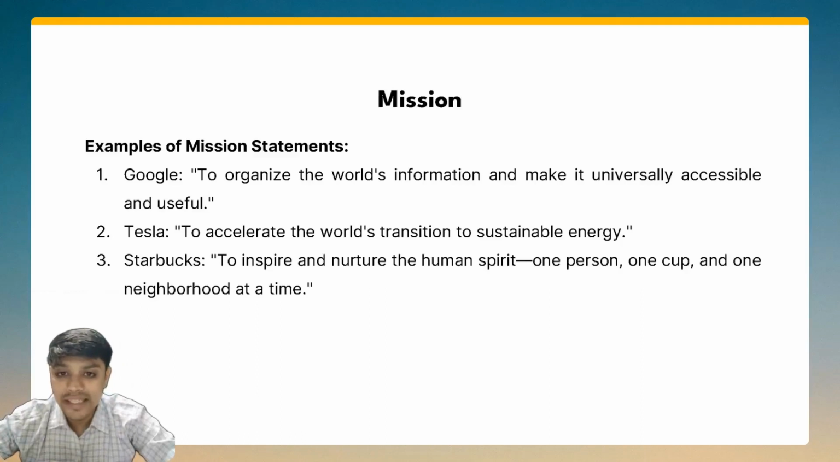The second example is from Tesla: to accelerate the world's transition to sustainable energy. Tesla is into electric vehicles. Electric vehicles are primarily about sustainable energy, and that is what they are aiming for, and that is the purpose of existence behind Tesla.